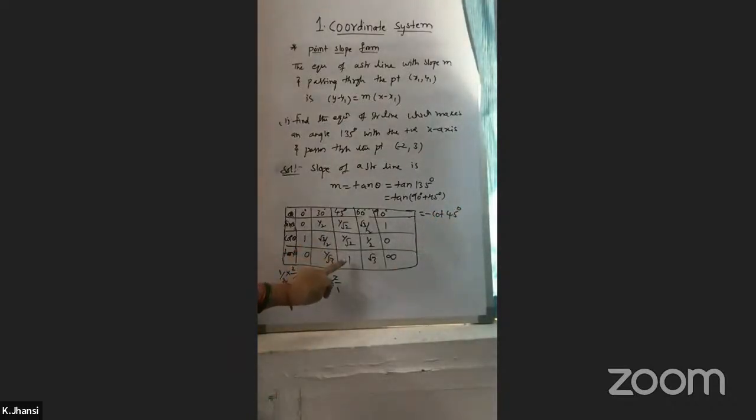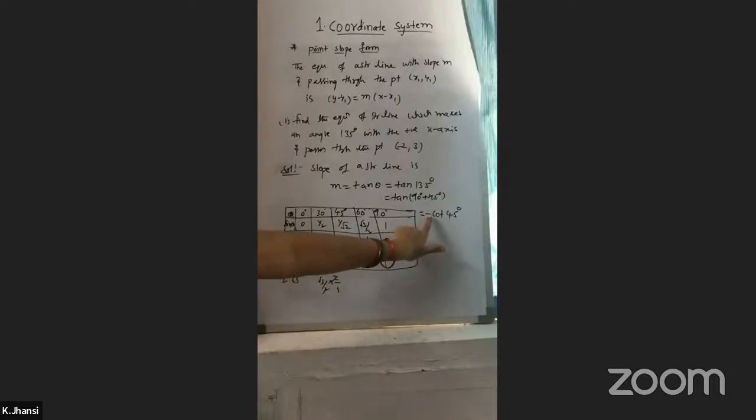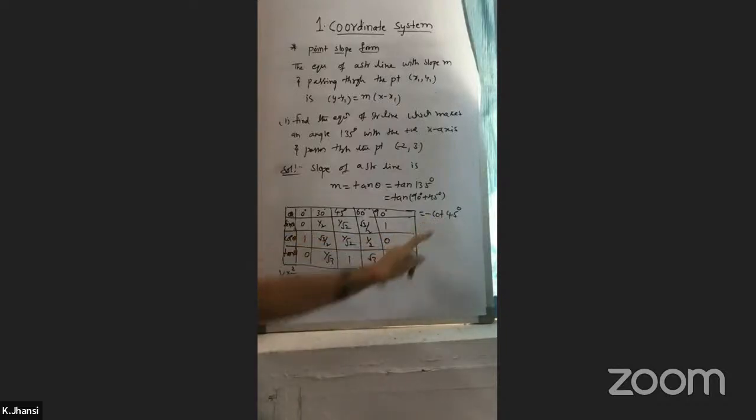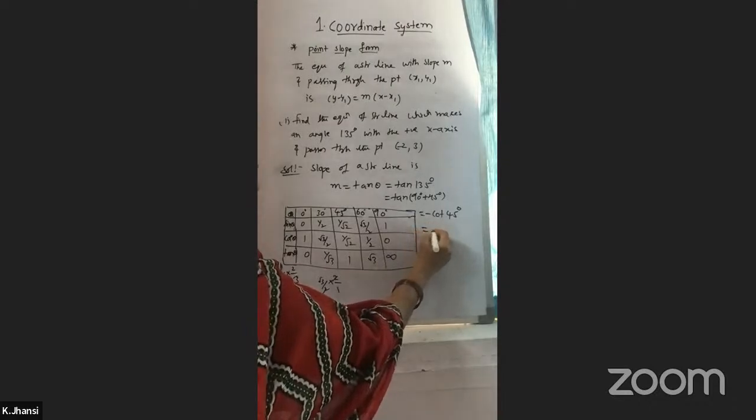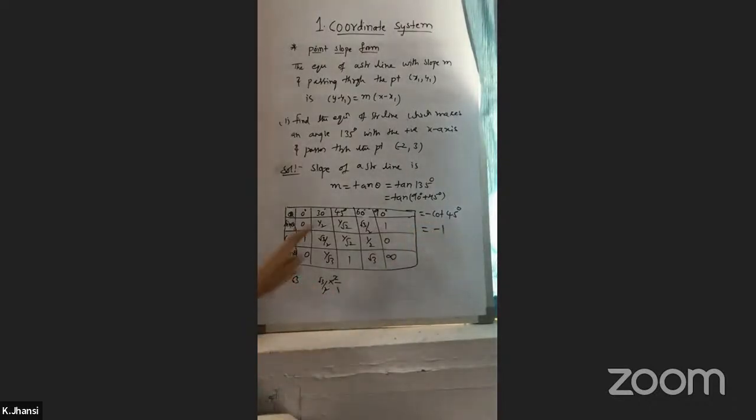Cot theta is just the reverse of this one. Here infinity you will get, here root 3, here 1, and here 1 by root 3, and last you will get 0. Okay. But here a minus sign is there, therefore the value is minus 1. So we got the slope value as minus 1.